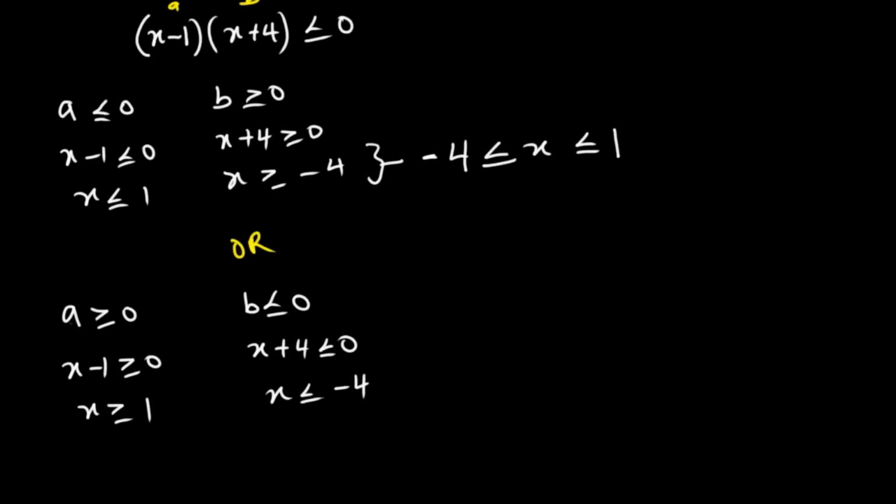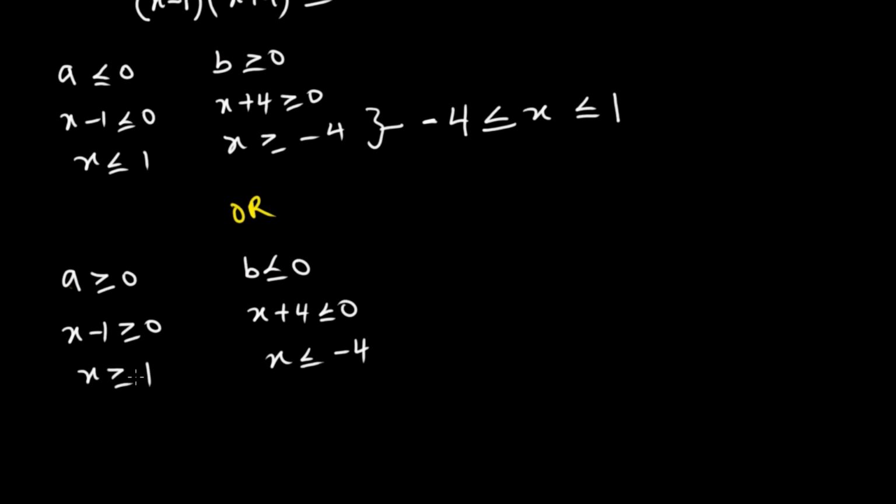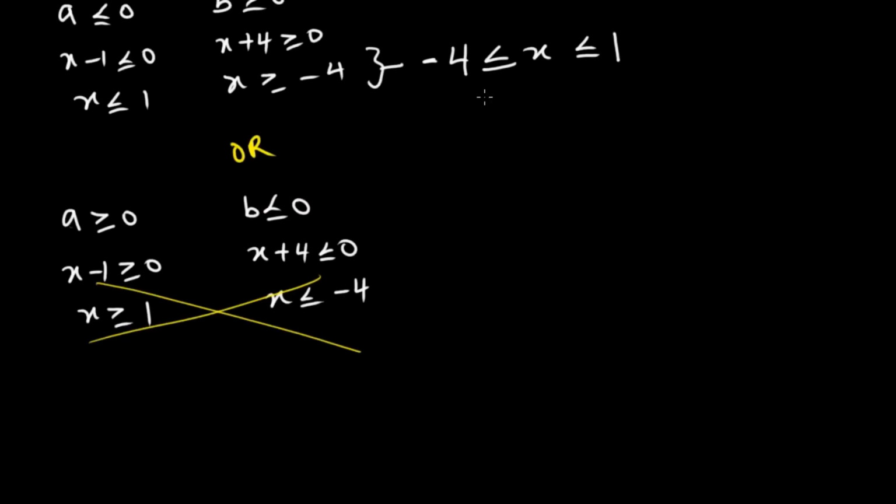So if you look at these two ranges very well, you see that x is greater than or equal to 1 and x is less than or equal to negative 4. If x is less than or equal to negative 4, x cannot at the same time be greater than 1. So these two ranges cannot coexist. Therefore, we have a single range that gives the solution to this quadratic inequality, and that is what we got in the first case, which is negative 4 less than or equal to x less than or equal to 1. That is the solution to this quadratic inequality.